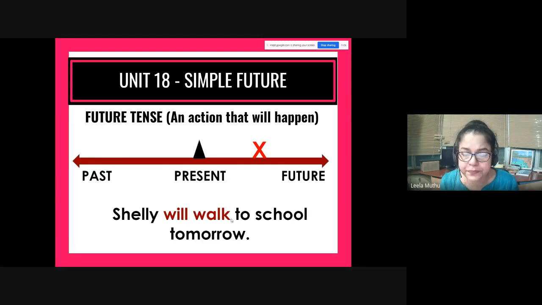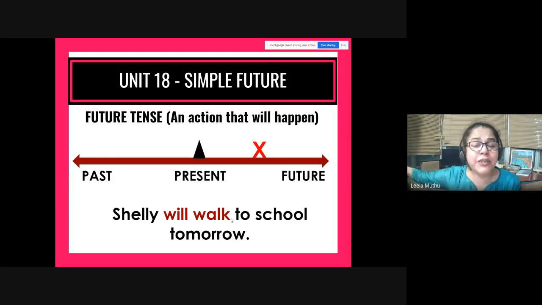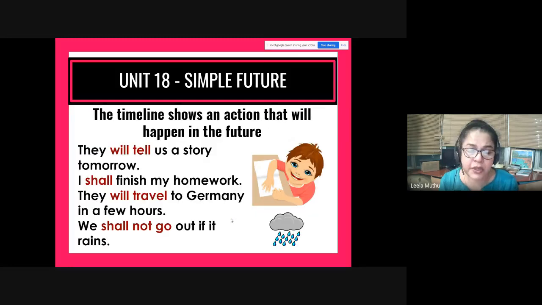Okay, so the timeline, as you saw, shows an action that will happen in the future, represented by the X on the future part of the timeline. Understood? An action that will happen. So let's see some examples of sentences which are in the future tense. So they will tell us a story. They haven't told us a story yet. We're waiting anxiously. They will tell us a story tomorrow. See, there's a hint there. Tomorrow, it's not yet happened. Will tell us a story.